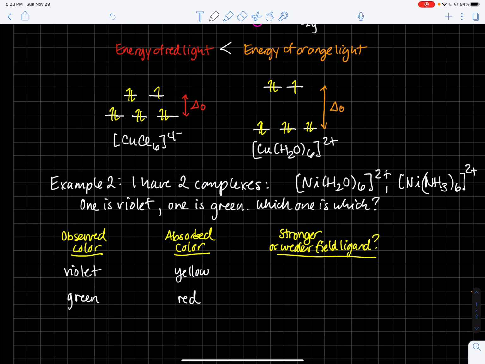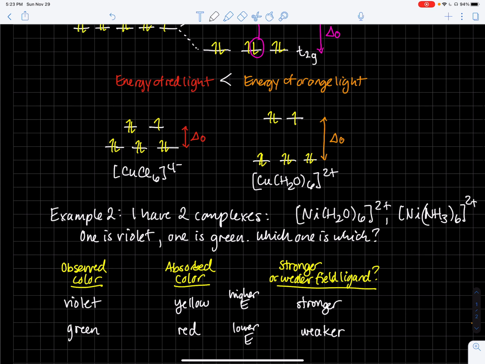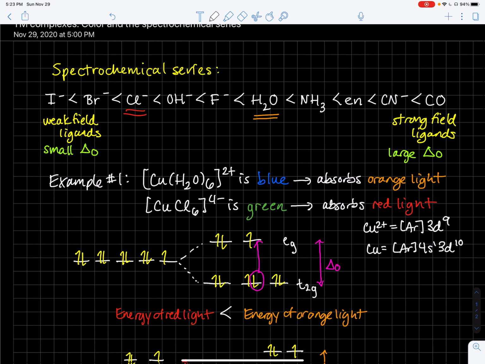And so now to answer this next column, I have to know which is higher energy, yellow or red. Red, again, is the lowest energy visible light. So in fact, yellow is higher energy. So maybe I'll put an intermediate column here: higher energy and lower energy. Therefore, yellow must be associated with the stronger field ligand, and the absorbed red light is associated with the weaker field ligand. So I have two ligands here, H2O and NH3, so now I just need to see which one is which. And I go up to my spectrochemical series.